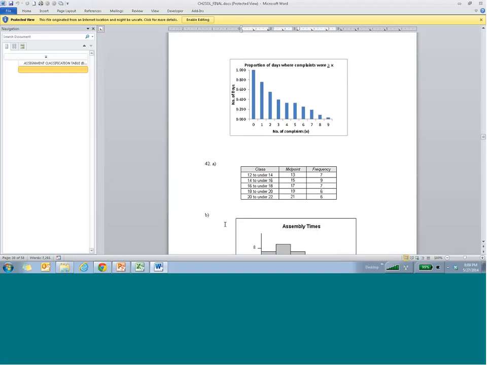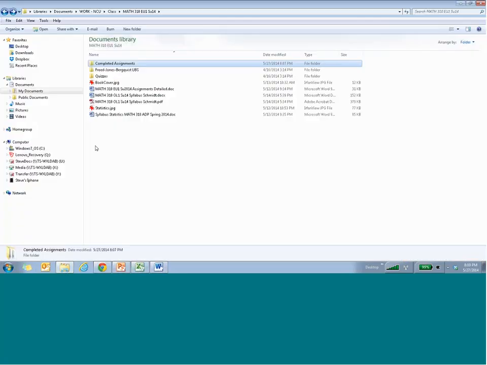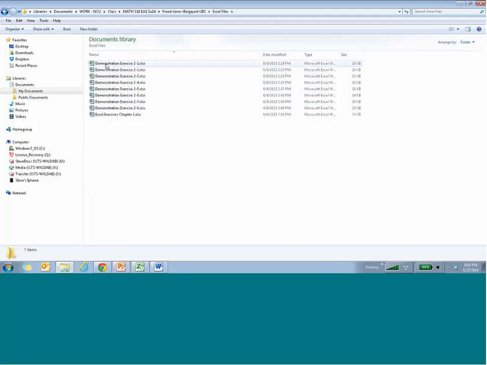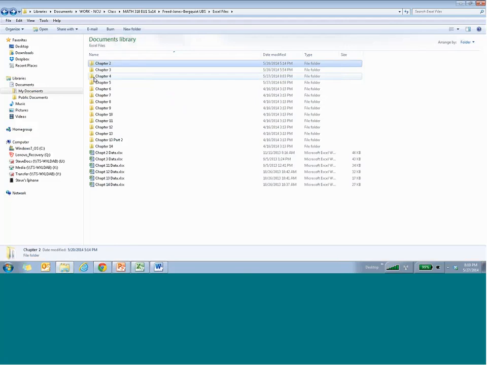So I'm looking at chapter 2, exercise 42. Below is a table of assembly time for 35 wind turbine blades. That's the one you're talking about, right? Hold on. It was problem number 42, yeah.